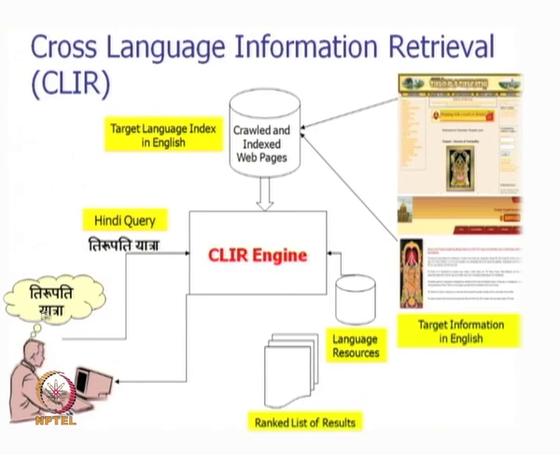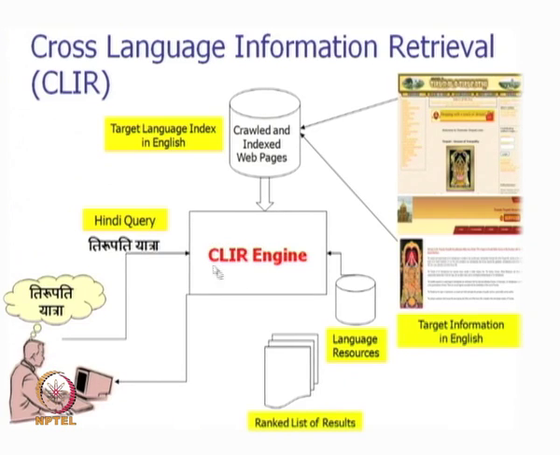So, all these are in the mind of the user, but he does not frame a long and a precise query. On the other hand, he just writes in the search box Tirupati Yatra. This is a Hindi query, which now goes to the CLIR engine. The CLIR engine actually converts it into English or retains it as such.